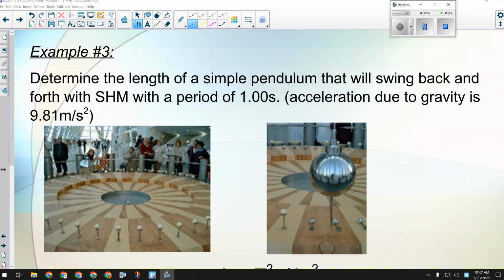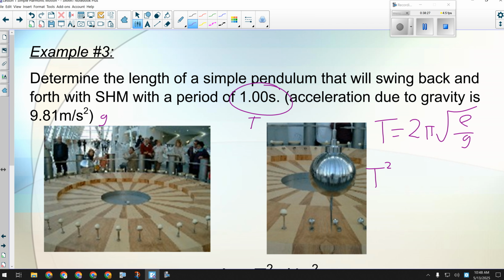Okay, so for this one here, obviously we know big T, and we know little g. So we do have to manipulate this equation to solve for the length of the pendulum. We have T equals 2 pi times the square root of L over g. If I want to get anything out from under the root, and I do, I have to square everything. So that's going to look like this: T squared equals 4 pi squared times L over g. Now the root is gone because I've squared everything. If I want to get L by itself, I'm going to multiply both sides by g and divide both sides by 4 pi squared, and I'm left with L.